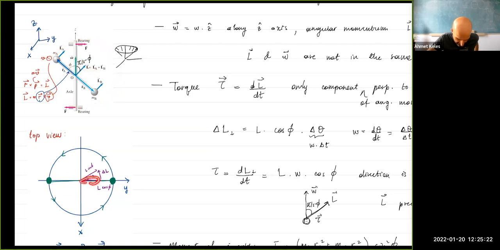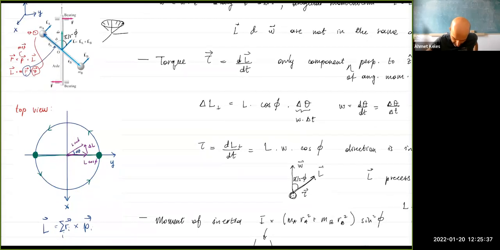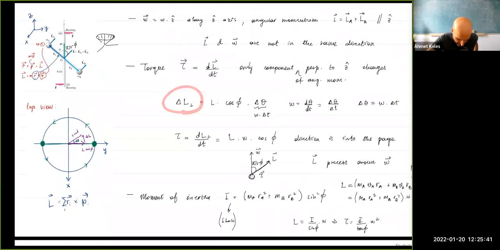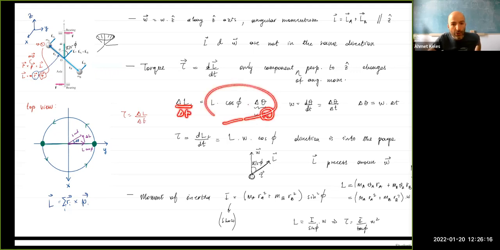And I said, if you wait just a little bit, this component is going to be like this component. The magnitude will be exactly the same, but there will be just a little bit of angle in between these two. And that's what I wrote here. So change in angular momentum, and only the perpendicular component changes. Only this component changes. So this is L times cosine phi. And the amount of change is just a little bit of angle, delta theta. And for delta theta, I use, okay, this thing is rotating with frequency omega, then omega times t is the angle. Then I can say, okay, we are trying to find torque, which is delta L over delta t. Then I can take this delta t to here. Then what remains here is the torque.